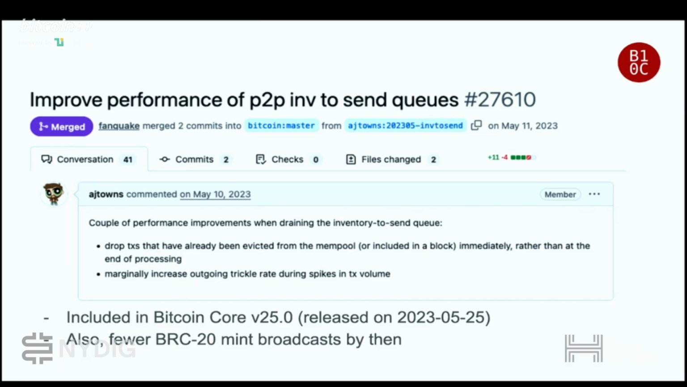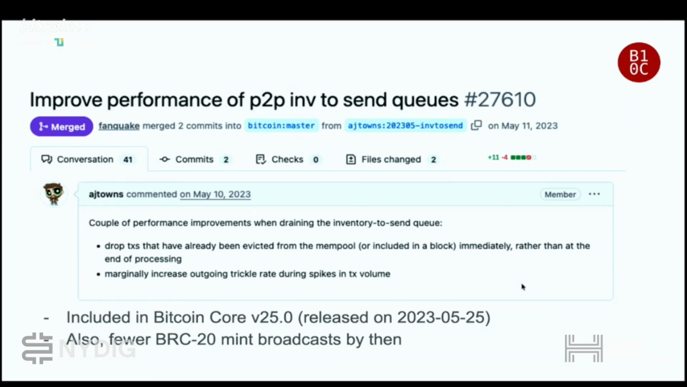So that was one improvement, and the other improvement was to increase the rate at which we drain these sets by looking at the size of the set, and if the set is really large, then increase the rate slightly and drain it faster. And as you can see, this fix was opened on May 10th and merged on May 11th, so actually quite fast. Obviously, people were aware this was going on.